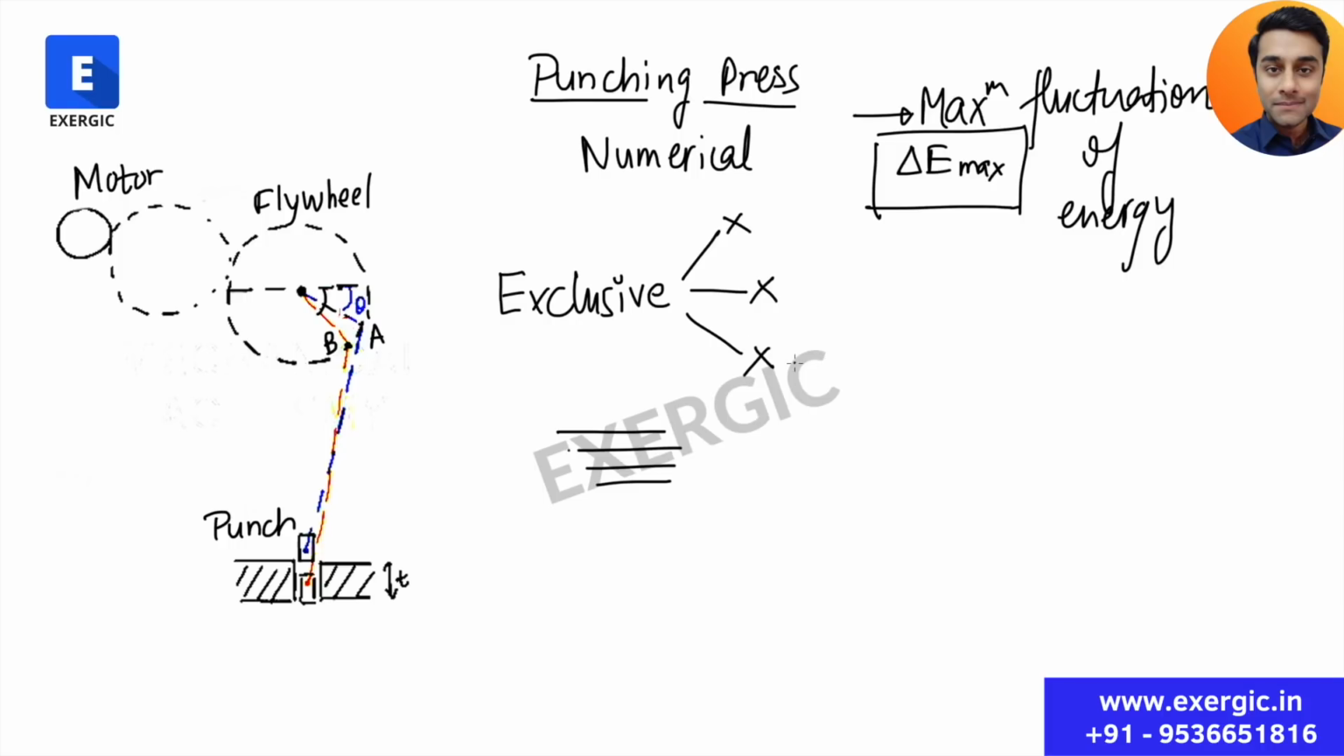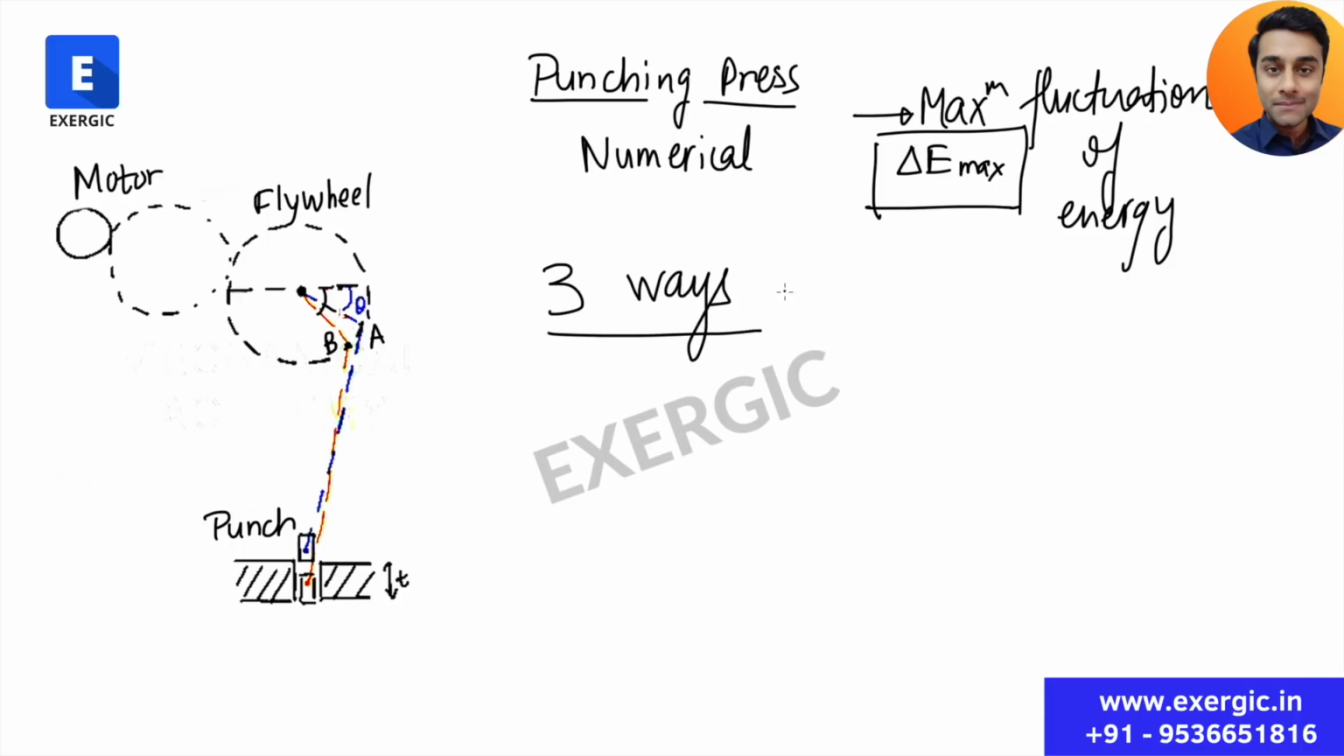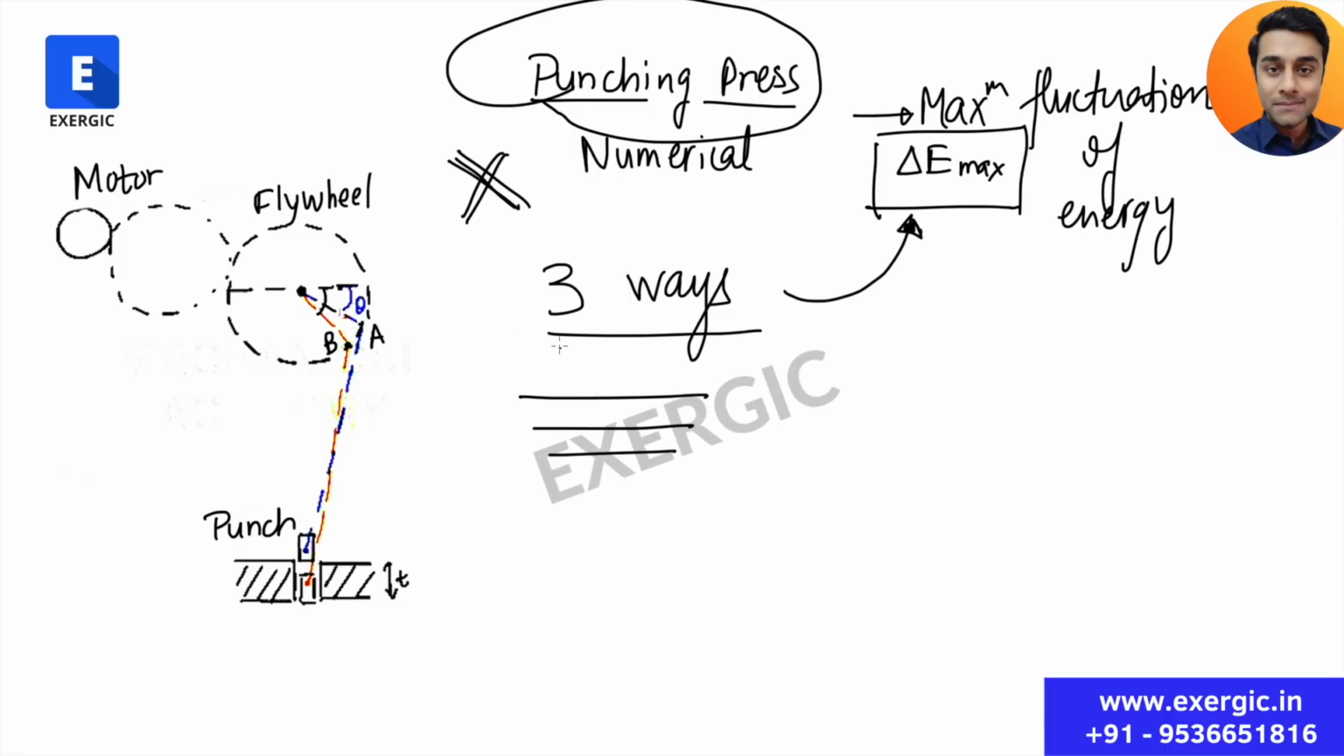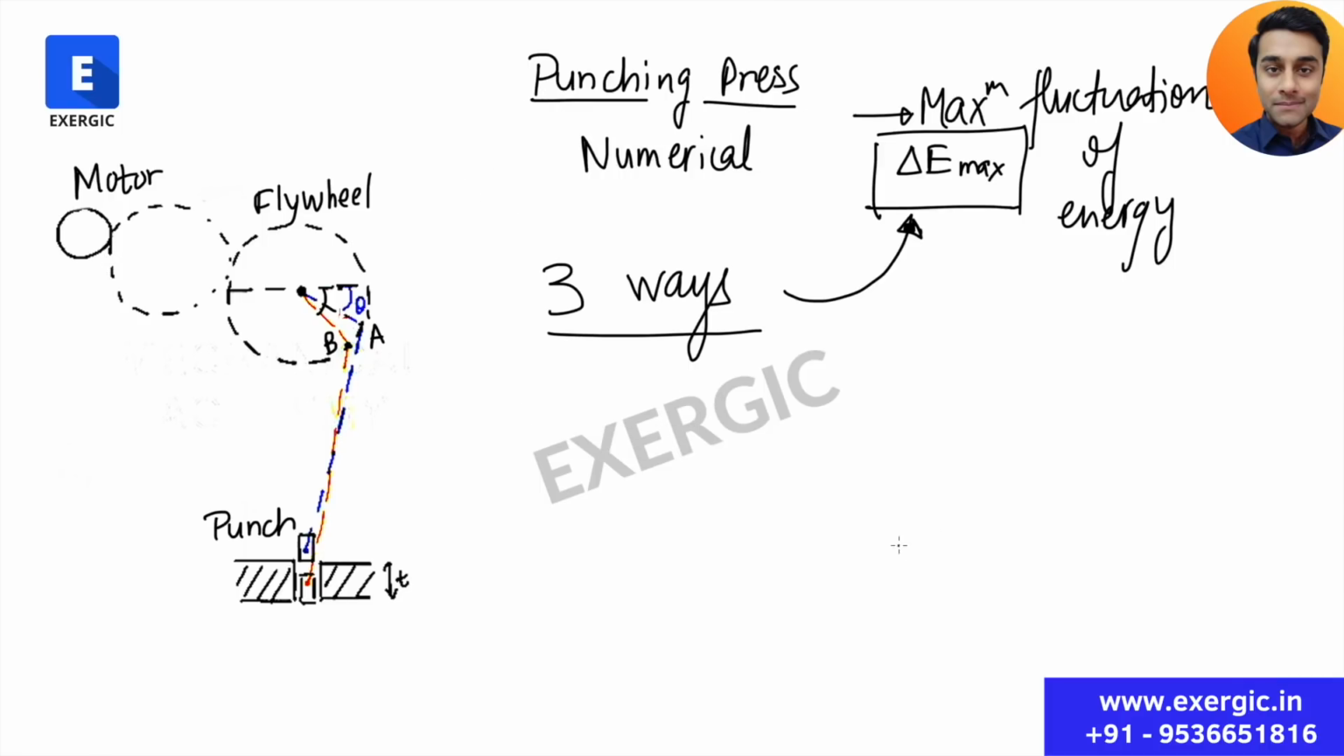So let's start. In this lesson, I'm going to share with you three ways of finding out the value of maximum fluctuation of energy for punching press when a graph is not given to you, when the question has not given you any turning moment diagram. It has just given you some text regarding the maximum or minimum speed of flywheel, regarding how much time will be taken in the cutting, or how much energy is required in the cutting, how much is the power of the motor. All these things may be given to you in the question, and some of the things will be required.